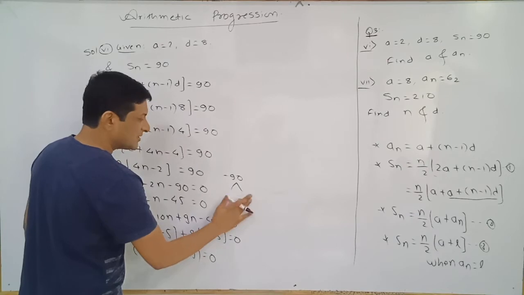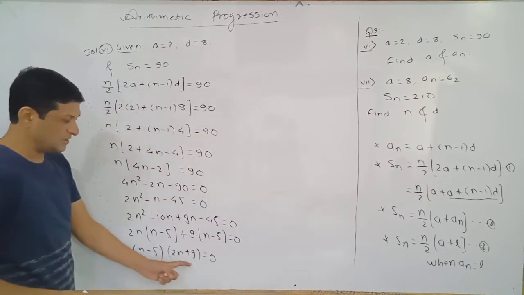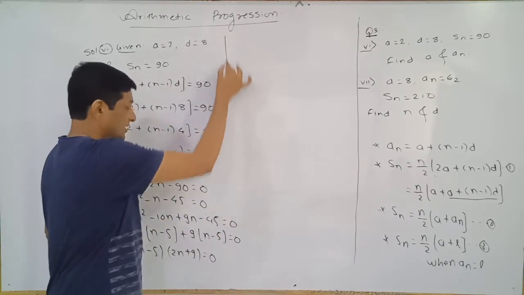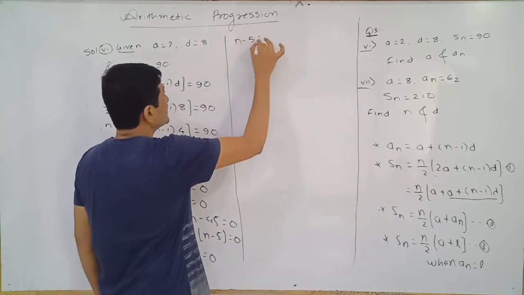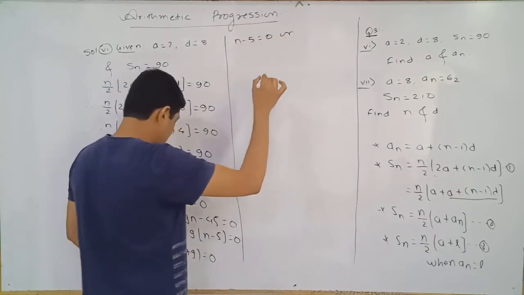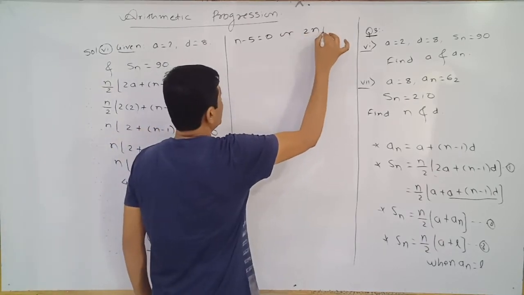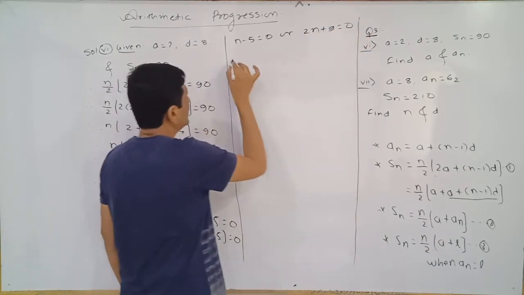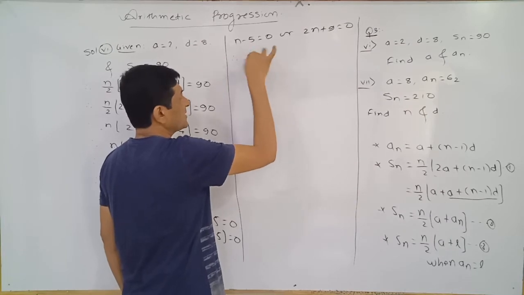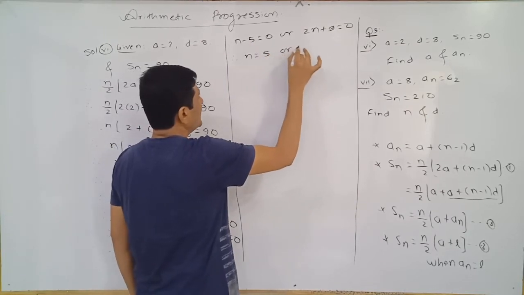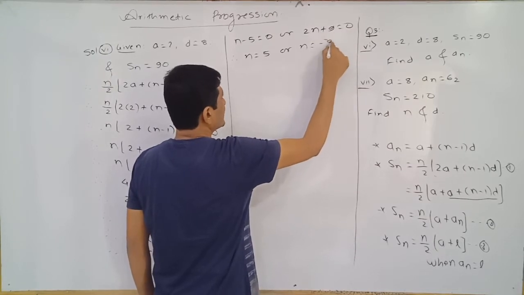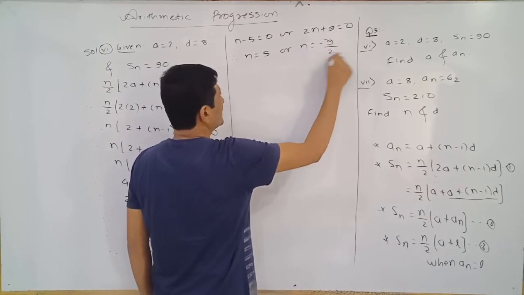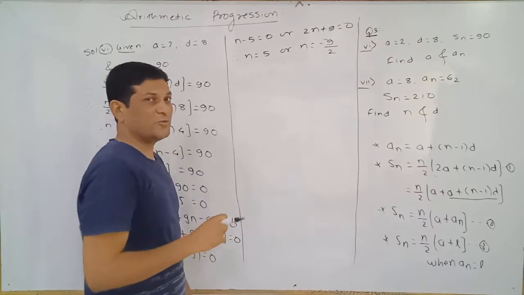Already we know that if the product of two terms is 0, it means either the first term is 0, that is n minus 5 is equal to 0, or the second term is 0, that is 2n plus 9 is equal to 0. So therefore n is equal to minus 5, which on this side will become plus 5, or n is equal to minus 9, where plus 9 on this side will become minus 9, divided by 2. So we have got two values of n.